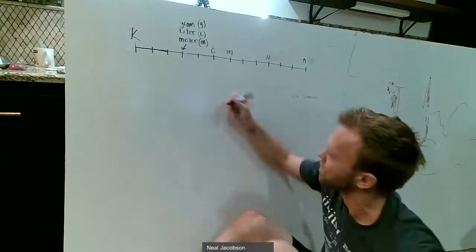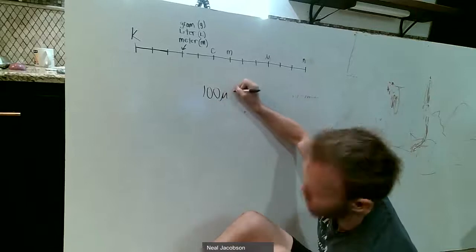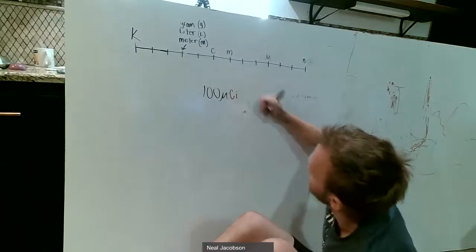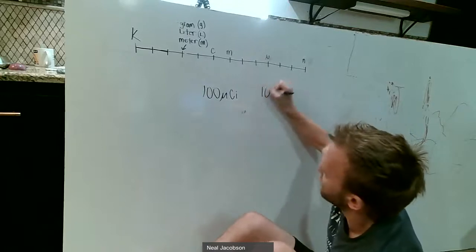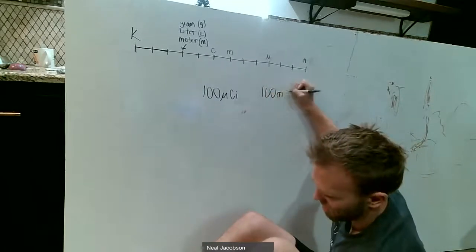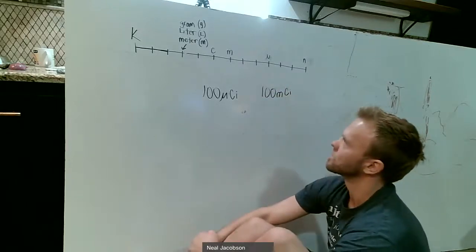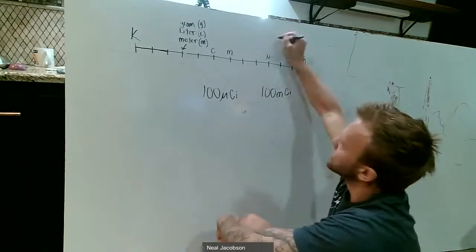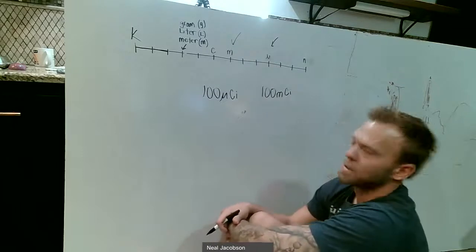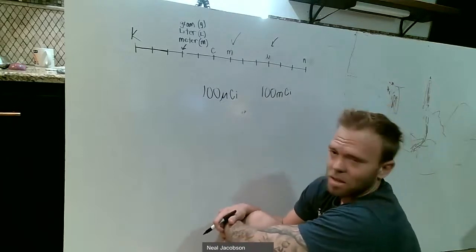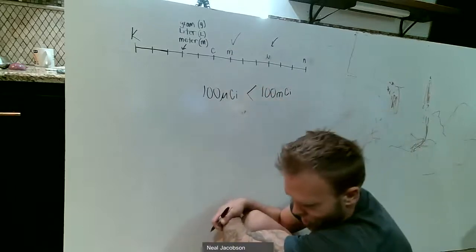The doctor prescribed her a dose of 100 microcuries. But what she got was 100 millicuries. Couple of questions. Which one is stronger? Well, this is what was prescribed. This is what she was given. So she was given something 1,000 times stronger. That's not good. So definitely what she got was stronger.